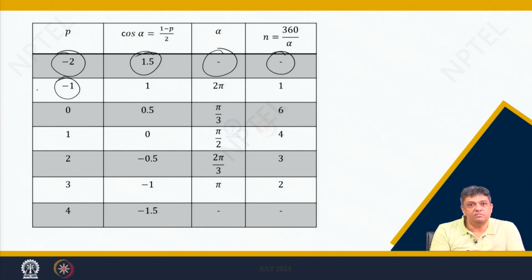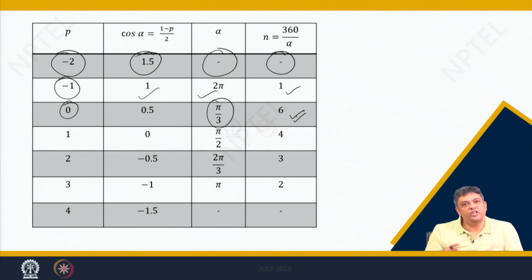Minus 1, yes, I can then define alpha as 2 pi. You rotate the structure fully once, 360 degrees, put p equals 0, and you will get alpha as pi by 3. So you will get 360 by 3 and you have the corresponding symmetry which will be there. Then you have 1, 2 and 3, put those values and you will get the corresponding rotations.